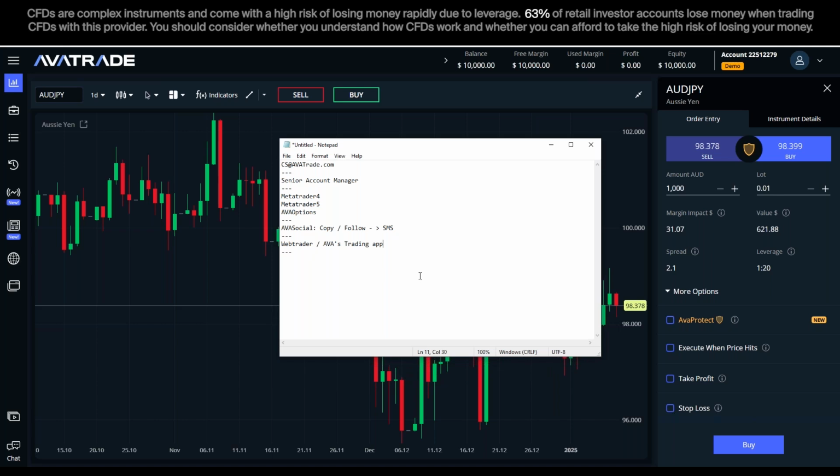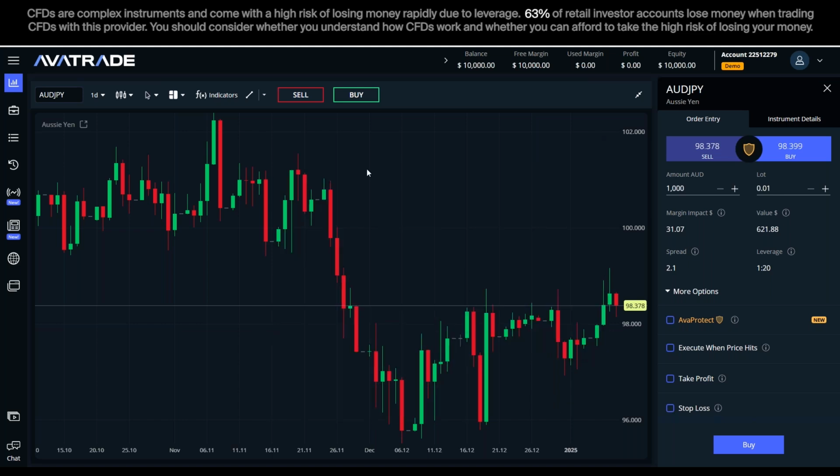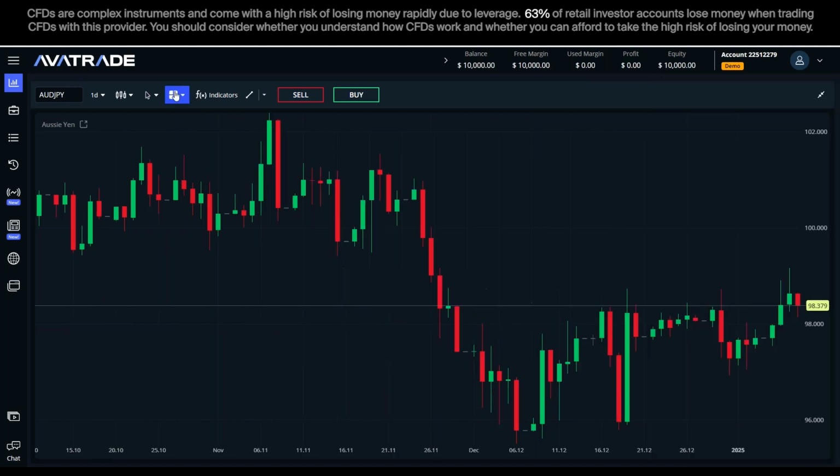The app itself is free and I highly recommend you guys to try it. Let's proceed with the web trader. Okay, let's begin from the left hand side.